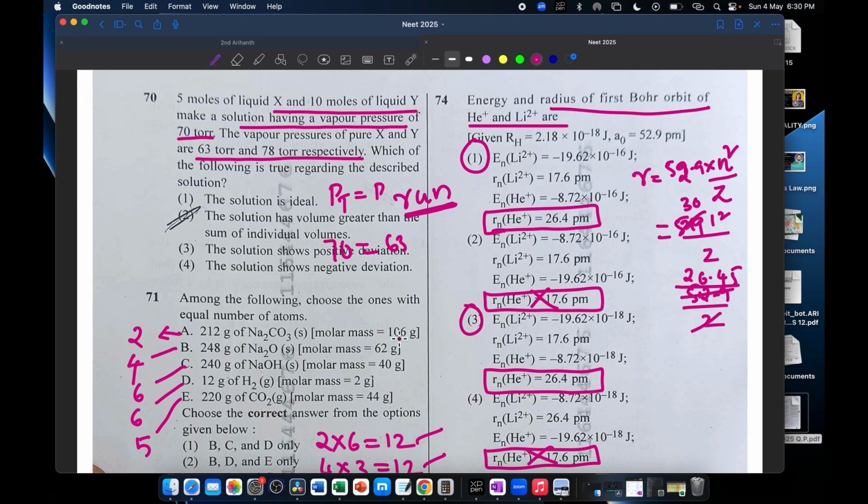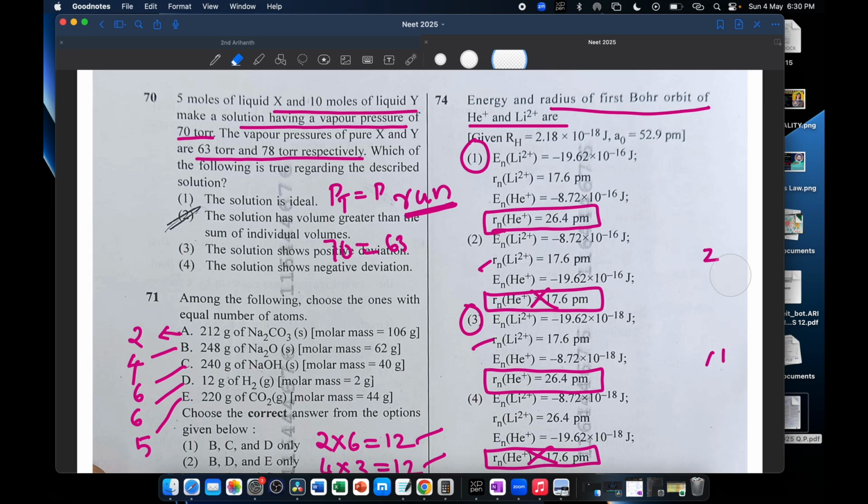Okay, then we'll find the radius of lithium. Radius of lithium is 52.9 into first orbit lithium, so that is 1 squared by 3. So this 3 goes 1, so you are left with 3. 17. Yeah, lithium is 17.6. So both of them have got 17.6. So then we have to calculate the energy. So we will calculate for helium.